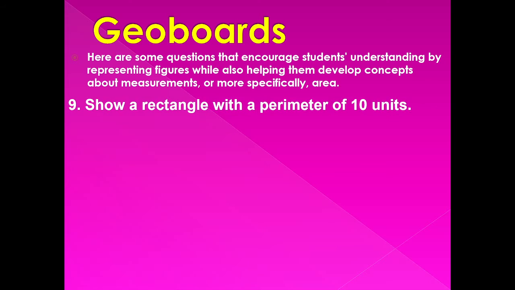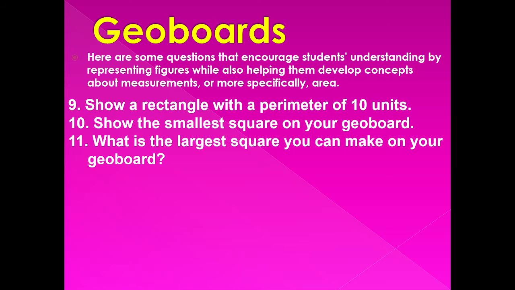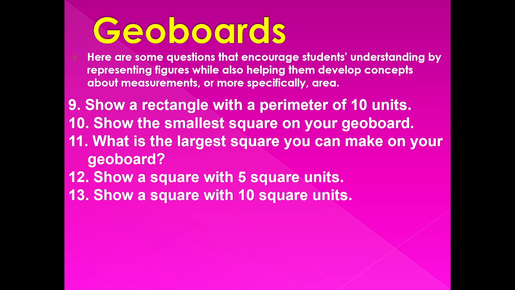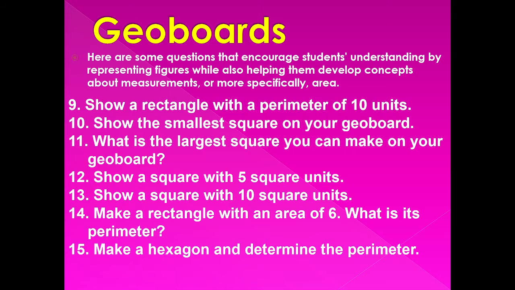Next, show a rectangle with a perimeter of 10 units. Show the smallest square on your geoboard. What is the largest square that you can make on your geoboard? Show a square with 5 square units. Show a square with 10 square units. Make a rectangle with an area of 6. What is its perimeter? Make a hexagon and determine the perimeter.